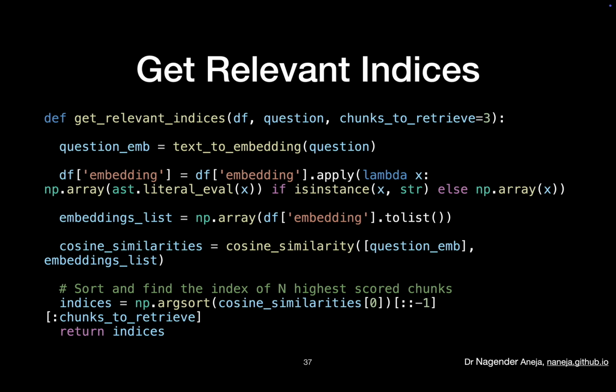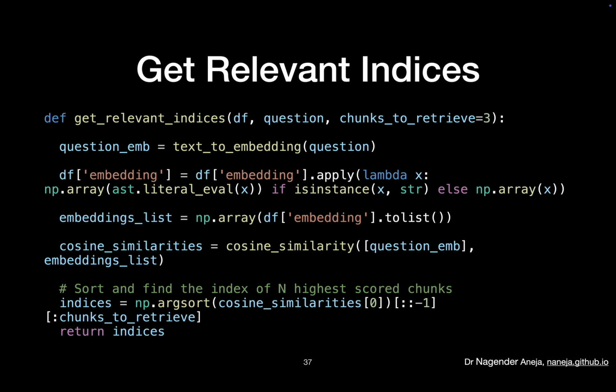So this is another function, get relevant indices. The data frame is the one with the embeddings. Then we have the question that we want to ask, and chunks to retrieve. I want three chunks from this data frame, that is, what are the rows that may have the answer to this question. That's the idea, and this will return the indices only.